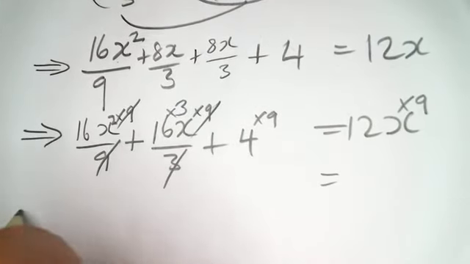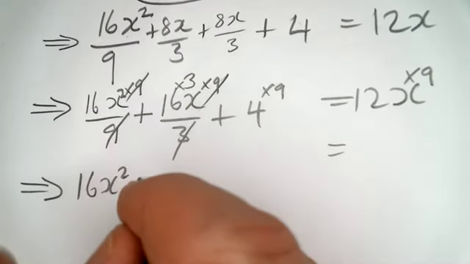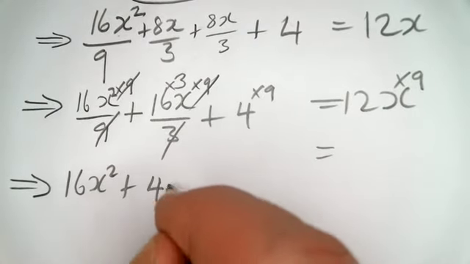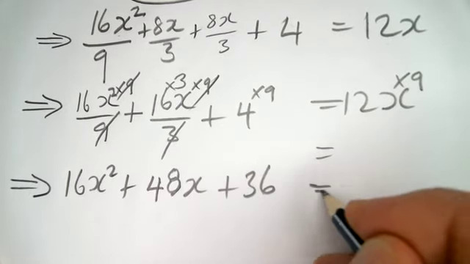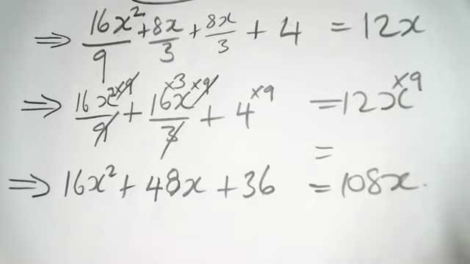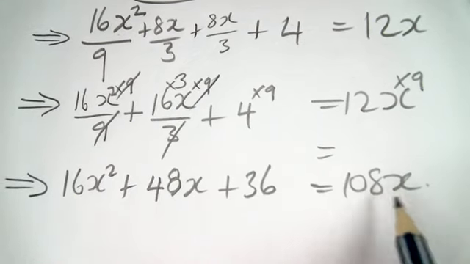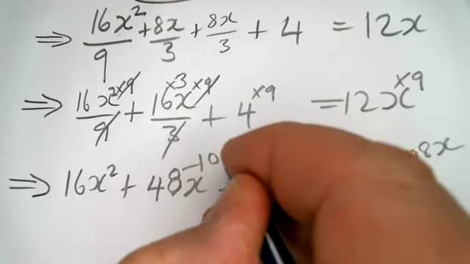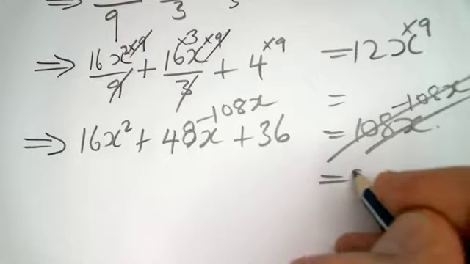So I'm going to restate all of this, which is going to be 16x squared, which of course got rid of the denominator, which was what we wanted. 16 times 3 is 48, so 48x plus 4 nines is 36 is equal to 108x. Next, I'm going to subtract 108x from both sides. So 108x minus 108x is 0, and this side is now 0.